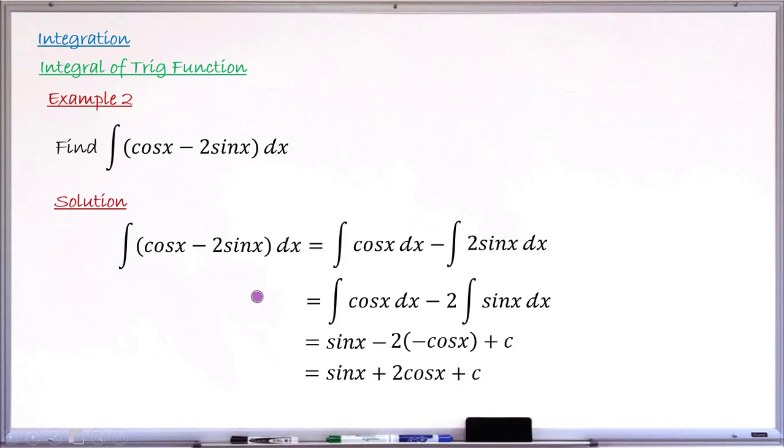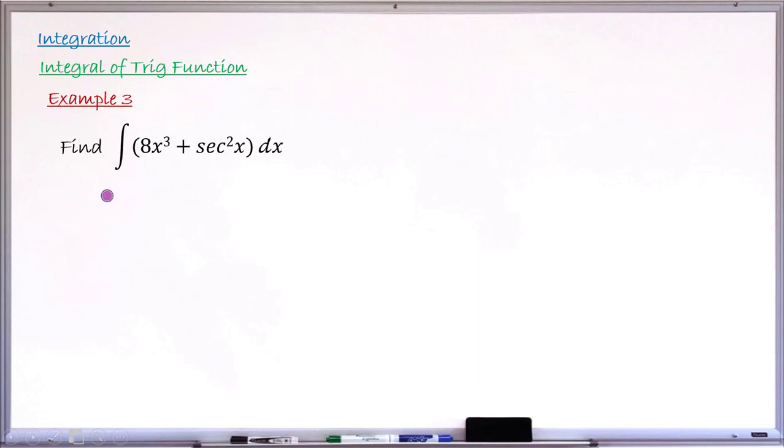And this will now be the integral of this very function, cos x minus 2 sine x, with respect to x. Example number 3: you are asked to find the integral of 8x raised to 3 plus x squared, dx. Solution to this very problem. What to do? I'll copy the given text. That is the integral of 8x raised to 3 plus x squared, dx.